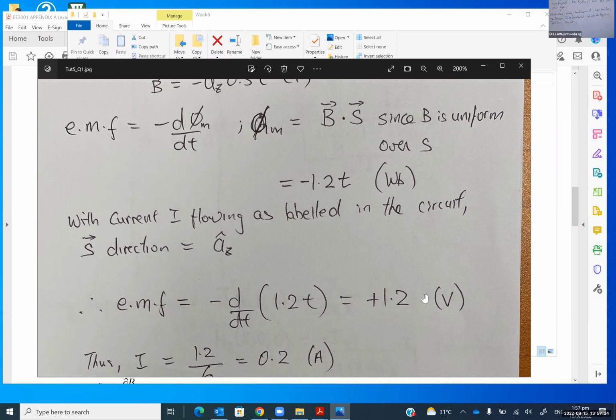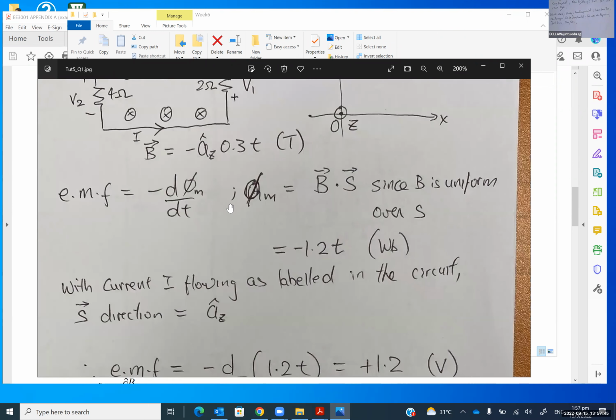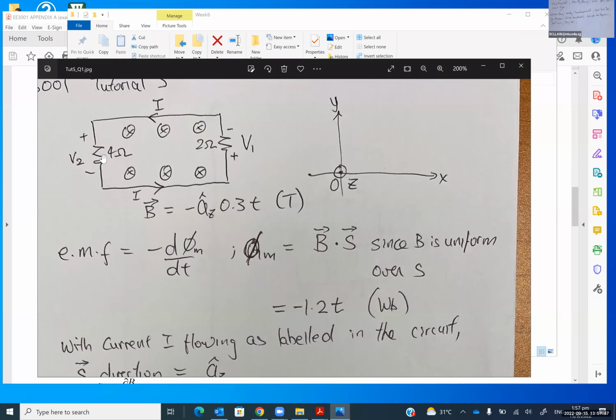Remember, the reactance of the inductor is j omega L. Omega equals 2 pi f, whatever frequency that sine wave is at. But in this case, your EMF is DC, hence it's 0 ohm. So if it's 0 ohm, V2 will be 0, similar to when we use an ammeter. What if you change this 4 ohm resistor to a capacitor of 1 microfarad?